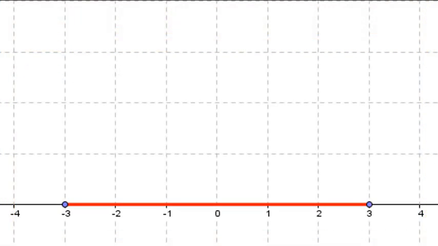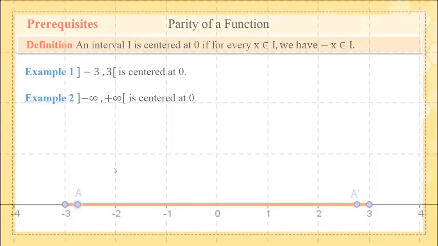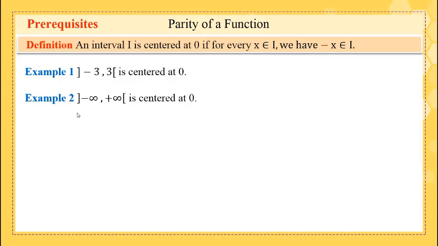Why? Let A be a point of abscissa x, and A prime be a point of abscissa opposite to that of A, which is minus x. If x, the abscissa of A, belongs to minus 3, 3, then minus x, the abscissa of A prime, also belongs to minus 3, 3, as you see. Similarly for the other examples.